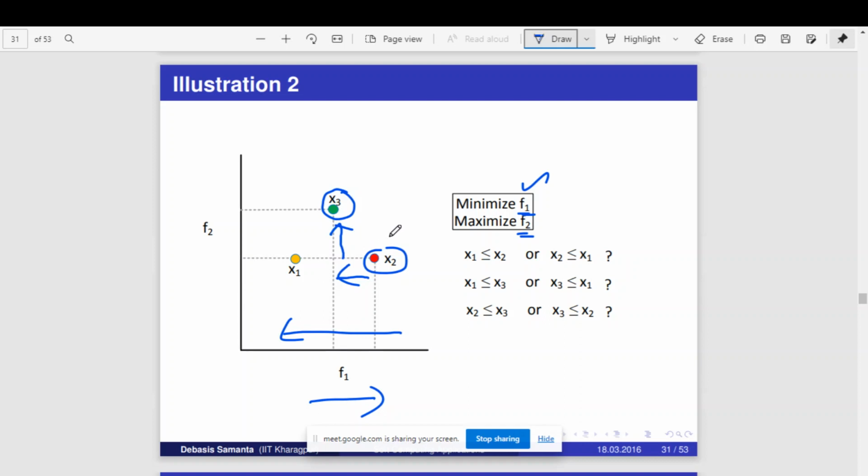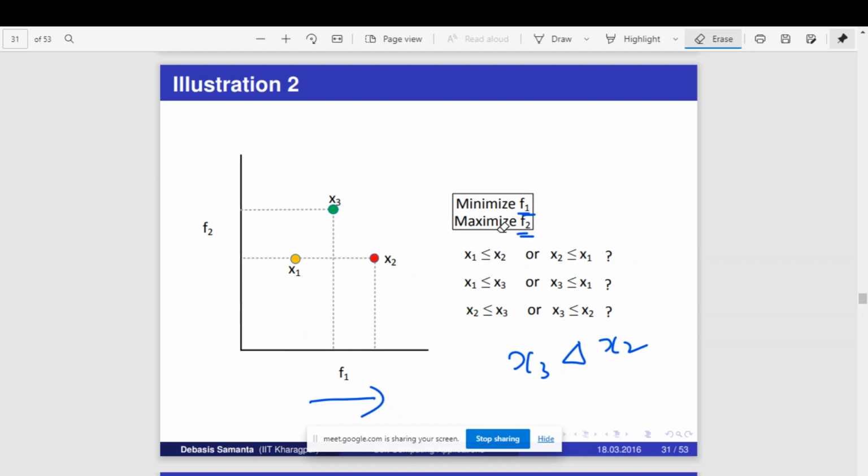So can you say that x3 is dominating x2? Does x3 dominate x2? True or false? See, it's actually a very easy thing, but I don't know why you're taking time.